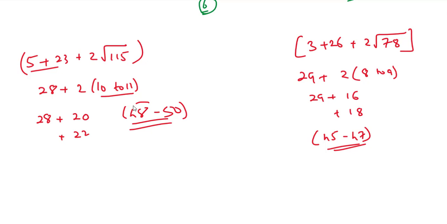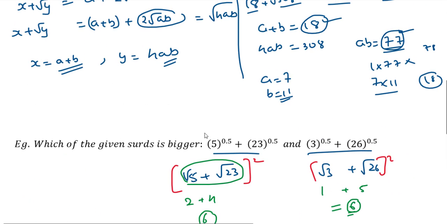Now since the lowest value of the first surd is bigger than the biggest value of the second surd, we can say that the first surd is bigger than the second surd. Hence we can conclude that this number, 5 raised to 0.5 plus 23 raised to 0.5, is bigger than 3 raised to 0.5 plus 26 raised to 0.5. So in this way we can solve problems based on surds and indices.